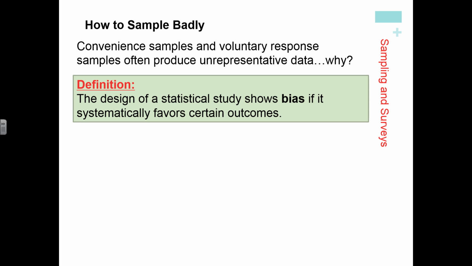Alright, you want to make sure that you're not creating bias in the way that you're sampling. And bias is basically favoring a certain outcome. Like for instance, I want to ask people how they feel about Barack Obama being president. Well, if I only ask black people, I'm favoring a certain outcome. I'm hoping that they would say, oh, he's a great president or something like that. That's creating bias in my study.